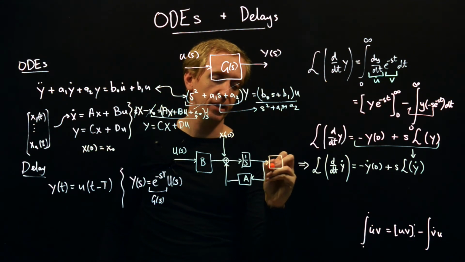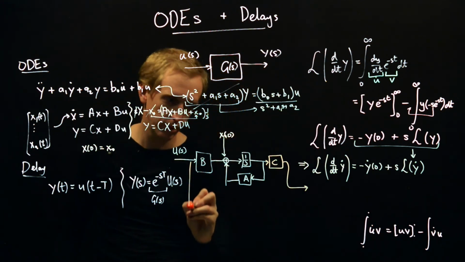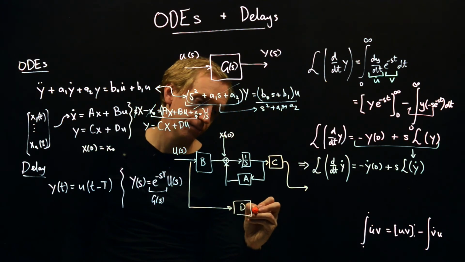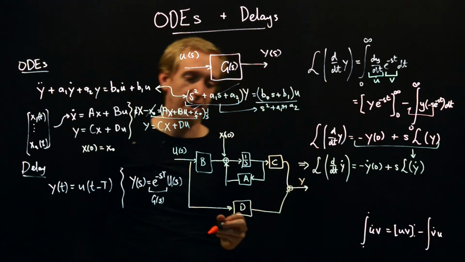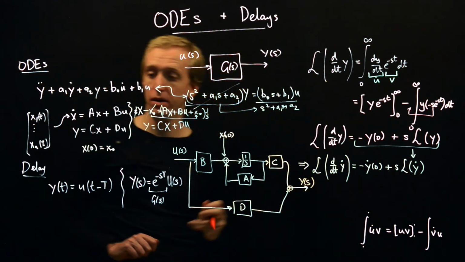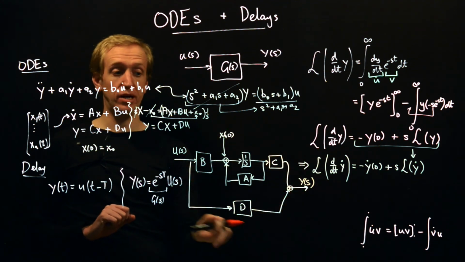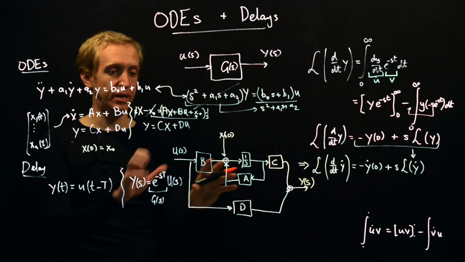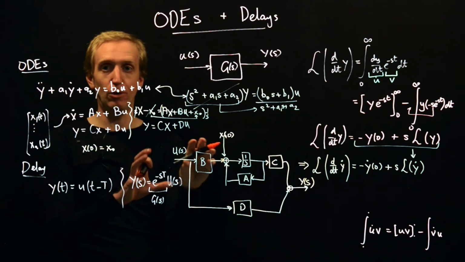And here we have C, and then we draw another path down here that goes through the matrix D, and then this gets summed here. And the claim is that all of this, A, B, C, D, u, x0, y in this block diagram, is encoding the same information as this pair of equations, but now everything's been put into our language of input-output systems, if you like.